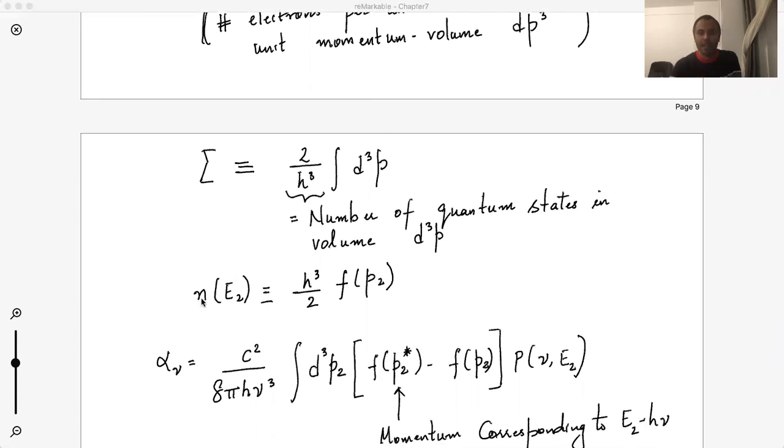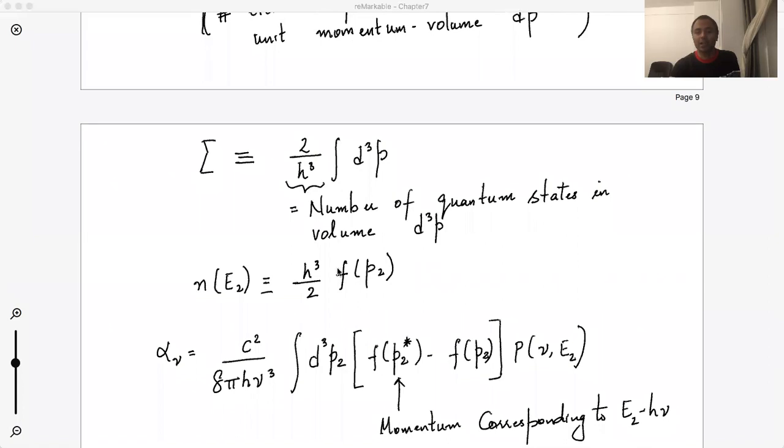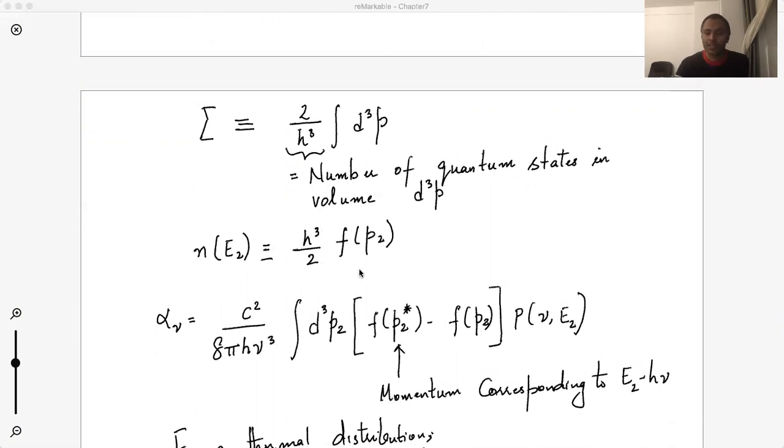In the same way, n of E2, right? So the number of electrons in the upper level, I can again replace with the partition function, but now I'm going to multiply by h cubed by 2 because this is a density. So the end result is that the h cubes are going to disappear when you put them together. Now again, you can pause this and think about why this substitution makes sense.